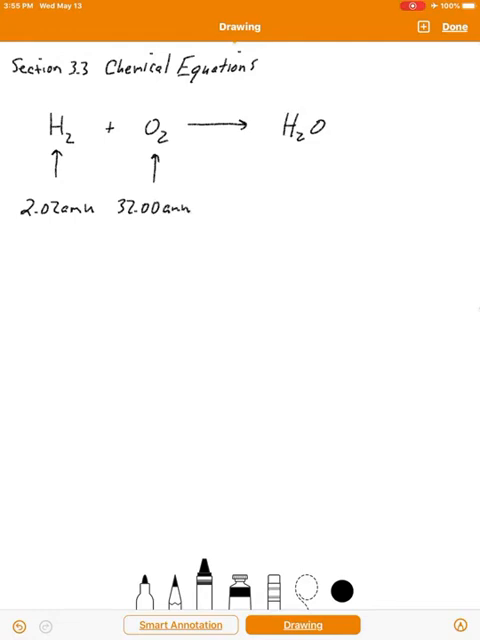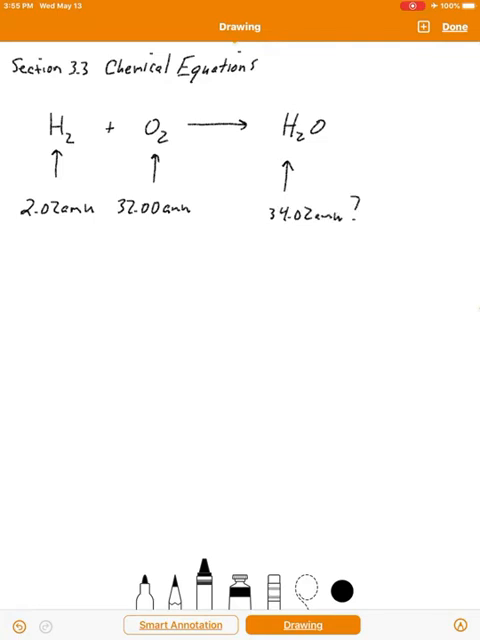So based on the law of conservation of mass, what would the mass of the water have to be? Yeah, it'd be 34.02, right? Because it's 2.02 plus 32. That's 34.02. That's what we would think.